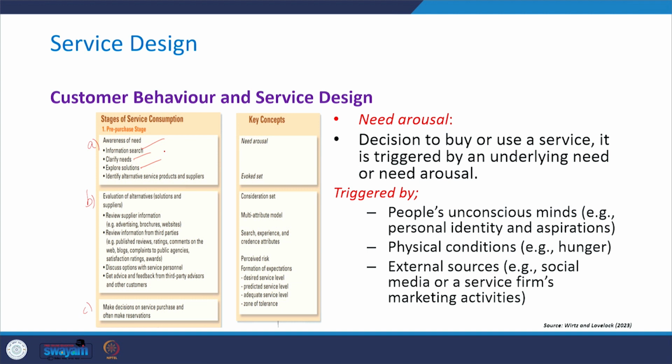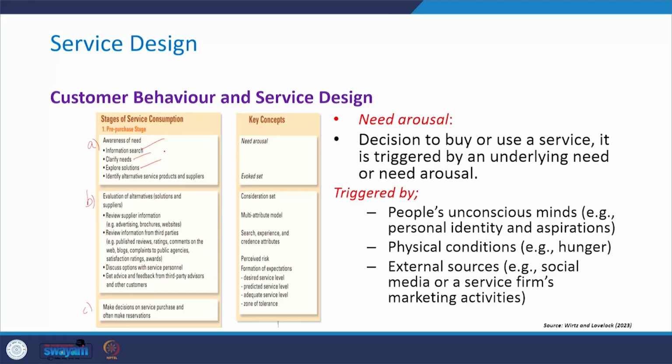The pre-purchase stage begins with need awareness or need arousal and continues through information search and evaluation of alternatives to decide whether or not to buy a particular service. Need awareness: when a person or organization decides to buy a service, it is triggered by an underlying need or need arousal. The awareness of a need will lead to information search and evaluation of possible alternatives before making a decision to purchase that particular service.